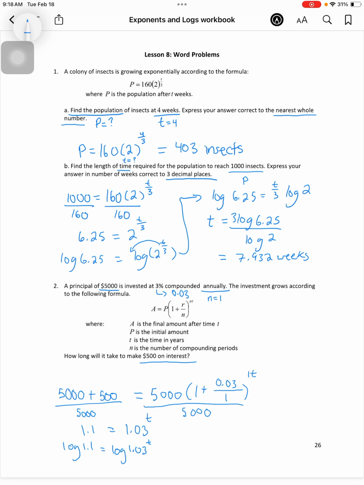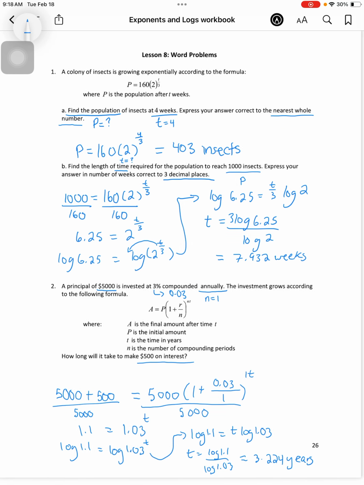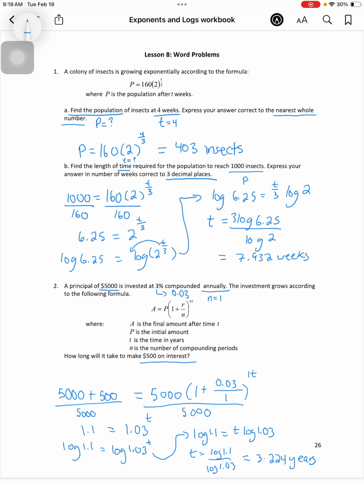And now, what do we do next? We bring the t to the front using power law. So it's going to be, write it here. Log 1.1 equals t log 1.03. And now t equals log 1.1 divided by log 1.03. And when you plug this into your calculator, you should get 3.224 years. And then your sentence would be, it will take 3.224 years to make $500 in interest.